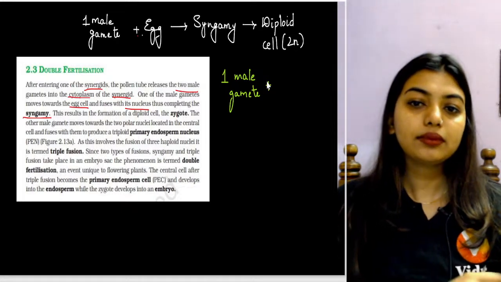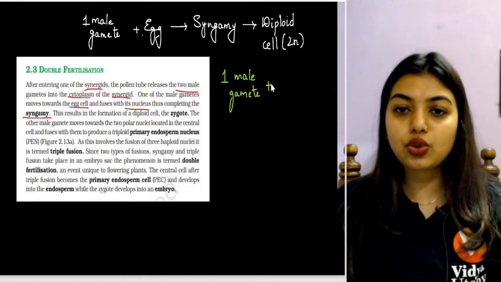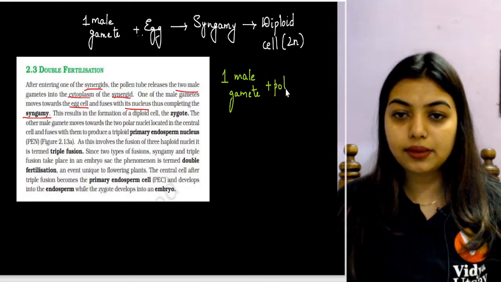One male gamete, students, is going to fuse with the polar nuclei.